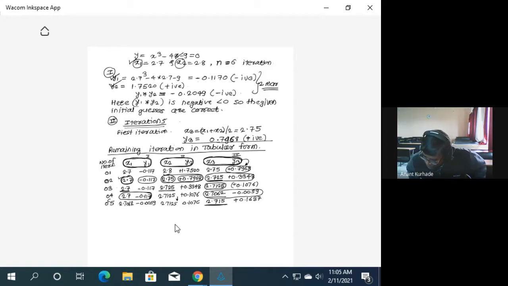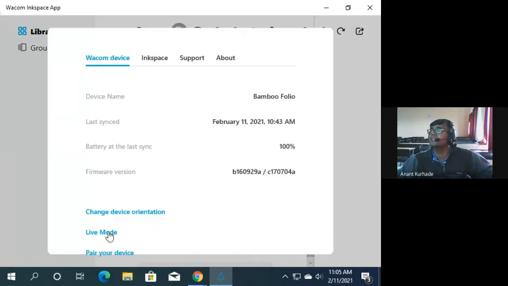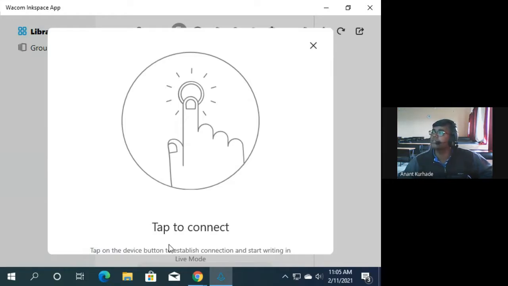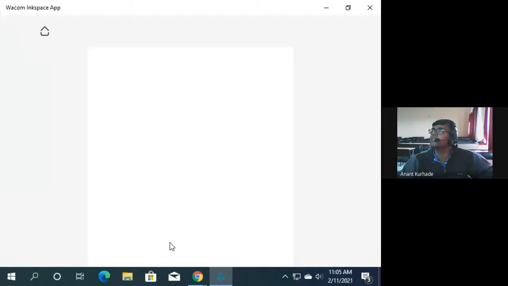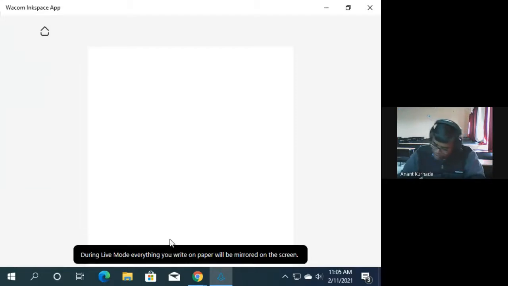2.7062. Okay, 2.7062, or wait, I will take the next page. I will take another page. Just a minute. It was happening like this. Just tell me the previous values, okay? Okay.